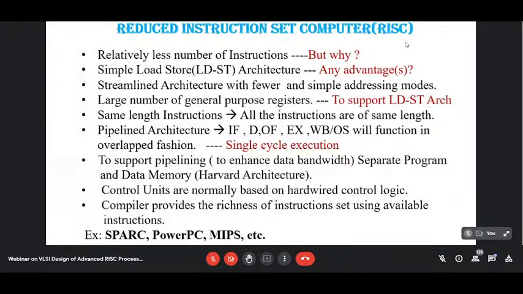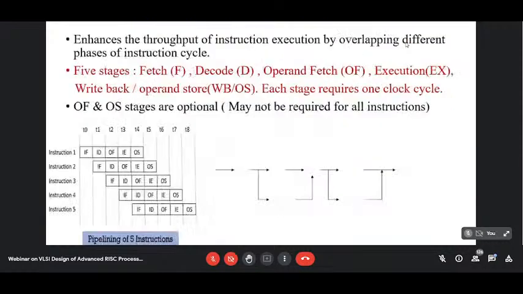This was the compulsion. And here the control units are normally based on hardware control logic, because hardware control logic is much faster compared to microprogram control logic, which is based on memory. So entire control words are stored in the memory, and memory access time will make it slower. Okay. So SPARC, PowerPC, MIPS, etc. are examples of RISC architecture. RISC processors are highly pipelined.